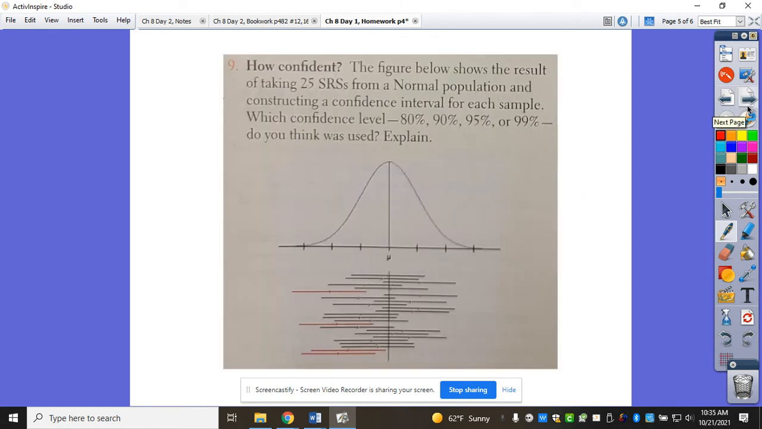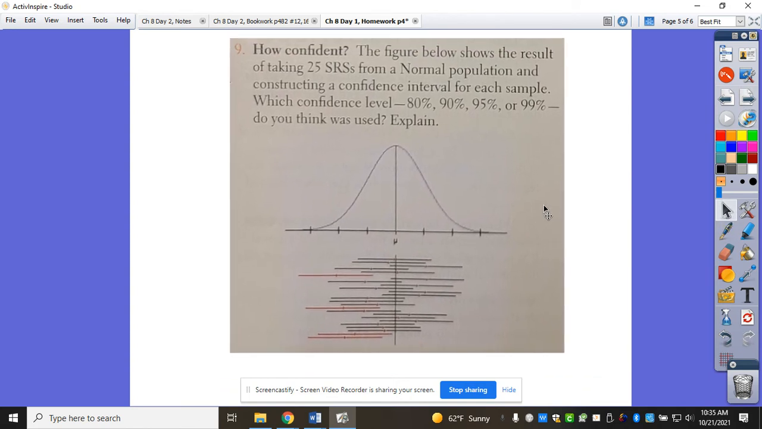All right, so this is the whole idea of the ones that we made yesterday. It is telling me that I took random samples 25 different times. So like yesterday during our class, we made 6 of them. Down here, they made 25 of them. What did these red indicate? They missed. How many of them missed?